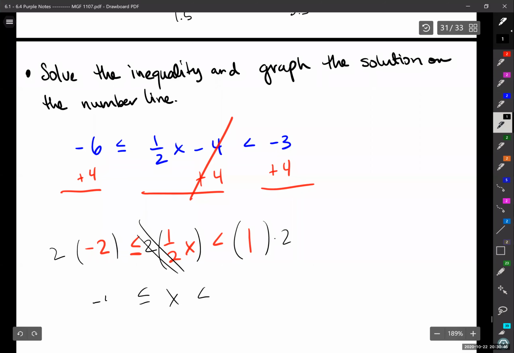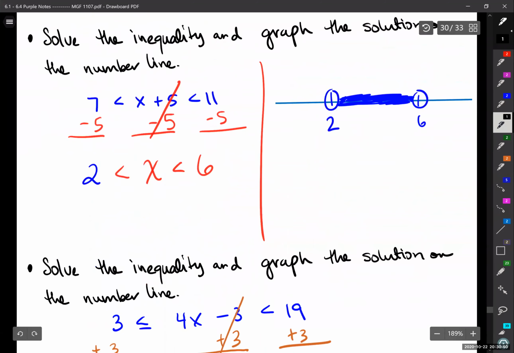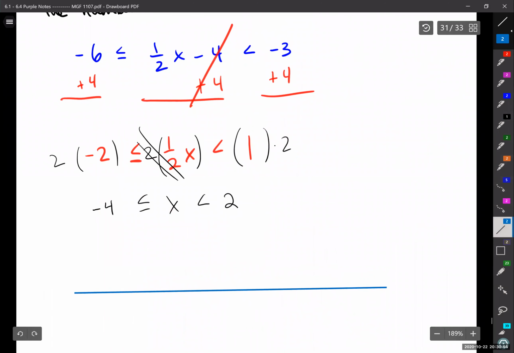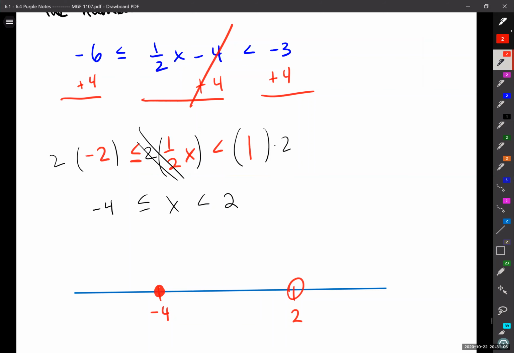2 times -2 is -4. 1 times 2 is 2. So we get our inequality, and now we just have to draw our number line. We have -4 and 2 as our points of question. We could be equal to -4, but not equal to 2. And we could be everything in between. So that would look like our answer.